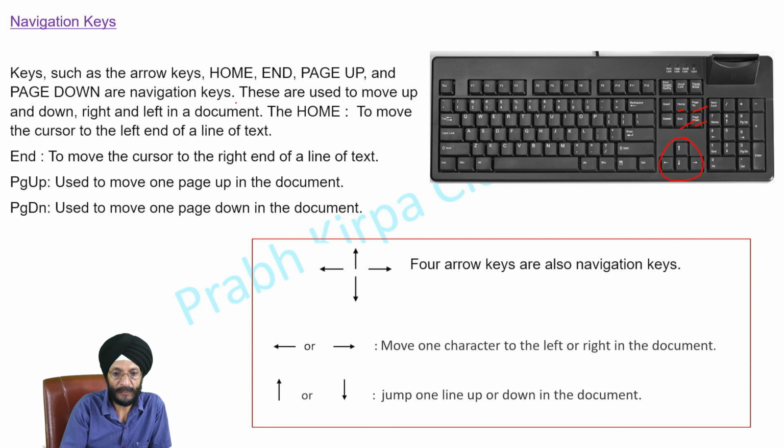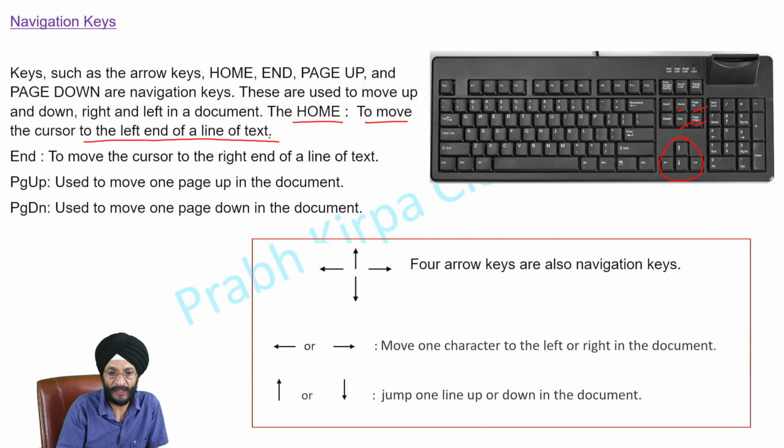Now what is the purpose of these keys? The home key is used to move the cursor to the left end of a line of text. That is, when you press home, the cursor will go here. And to move the cursor to the right end of a line of text, suppose the cursor is blinking here. When you press end, that is this button, the cursor will go to this place, the end of the line of the text.